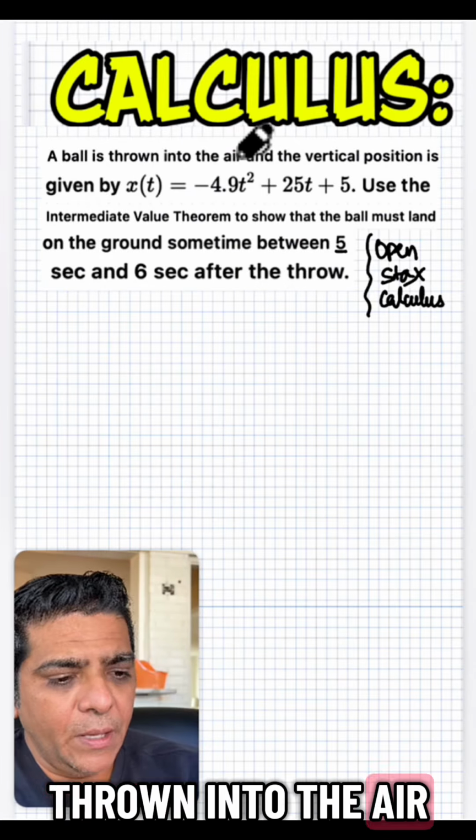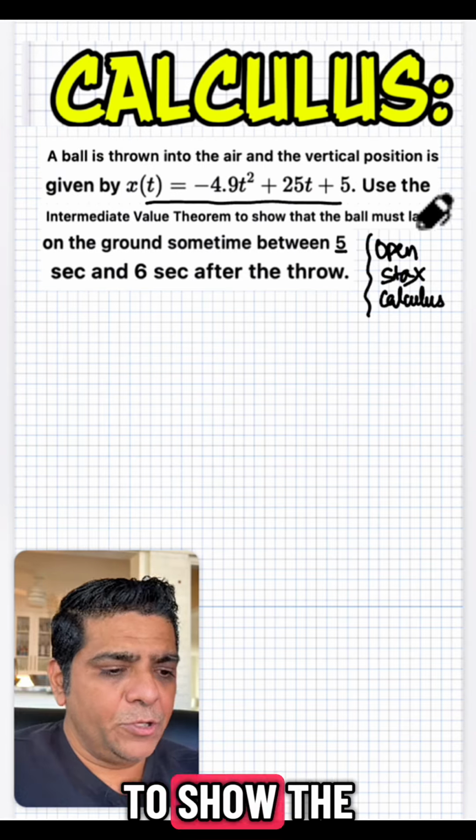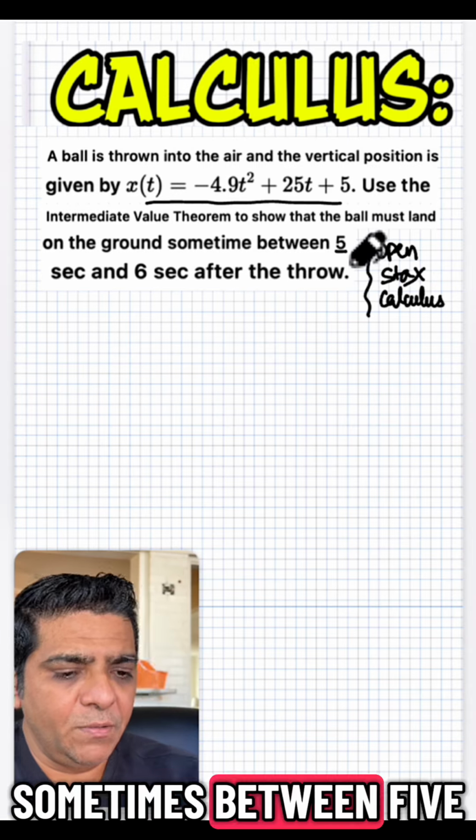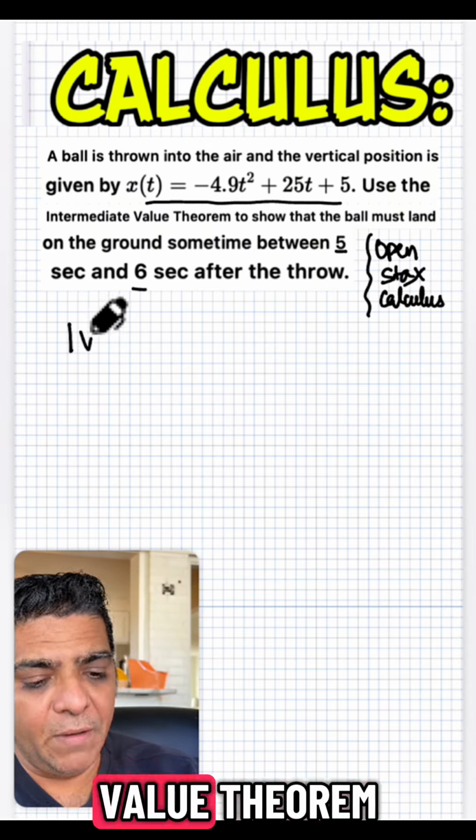So a ball is thrown into the air. Its vertical position is given by this function. Use the intermediate value theorem to show the ball must land on the ground sometime between 5 and 6 seconds after the throw. Okay, so what is the intermediate value theorem?